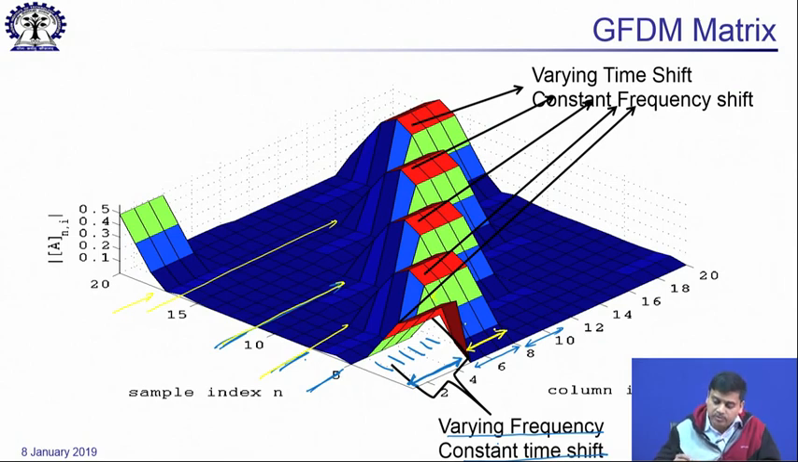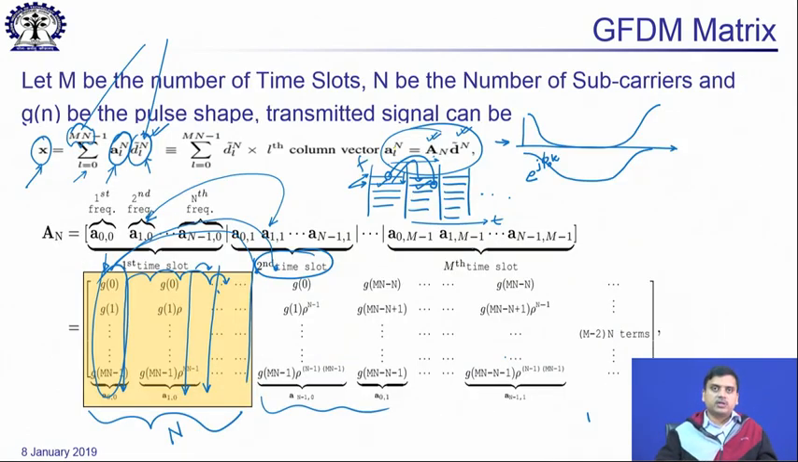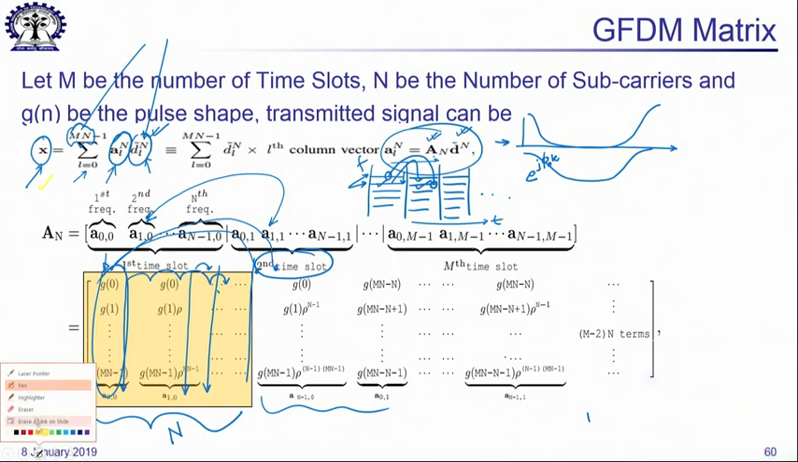As has been pointed out over here, this one and this one are two different time shifted pulses, but within this structure they have frequency shifts. This one and this one have the same frequency shift, and this one has the same frequency shift, but between them there is a time shift. So, this is a pictorial representation of this column structure of what is actually represented in the analytical expression over here.